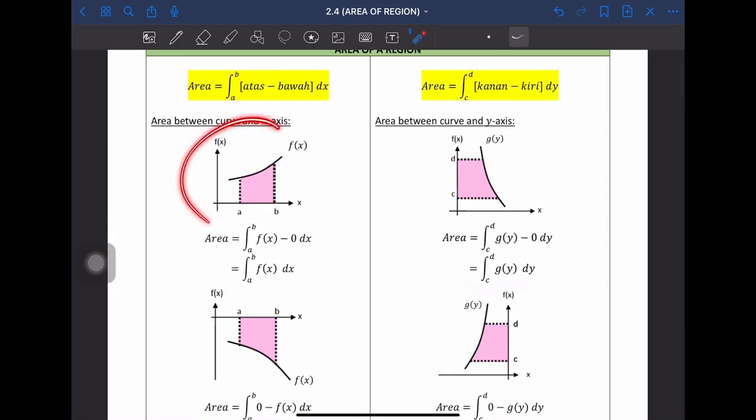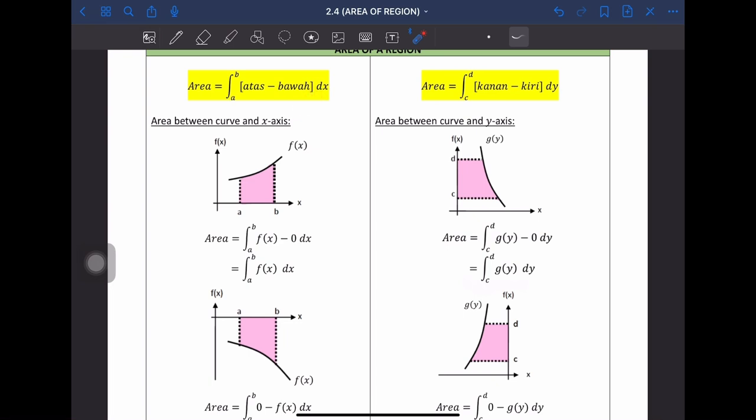So let's say we have this function over here. We have curve fx. So we want to find the area of the region, the pink one. So based on the formula, since we use a and b as the limit, and this is value of x, that's why we're gonna use dx. So based on the formula, it says atas tolak bawah. So what does it mean?